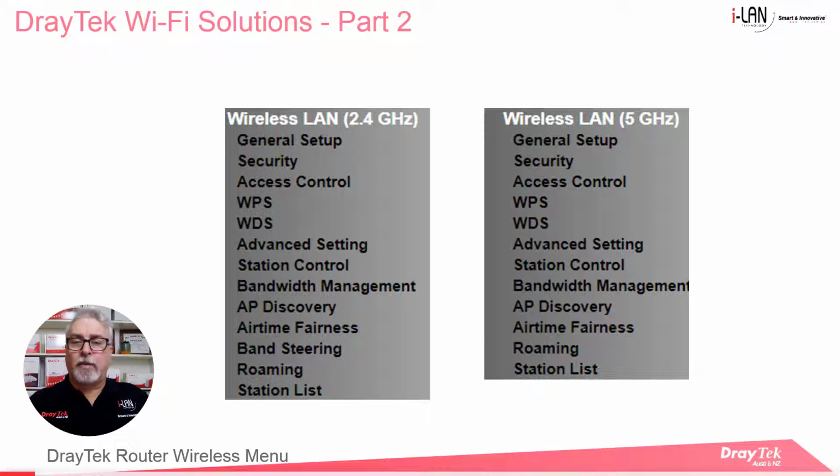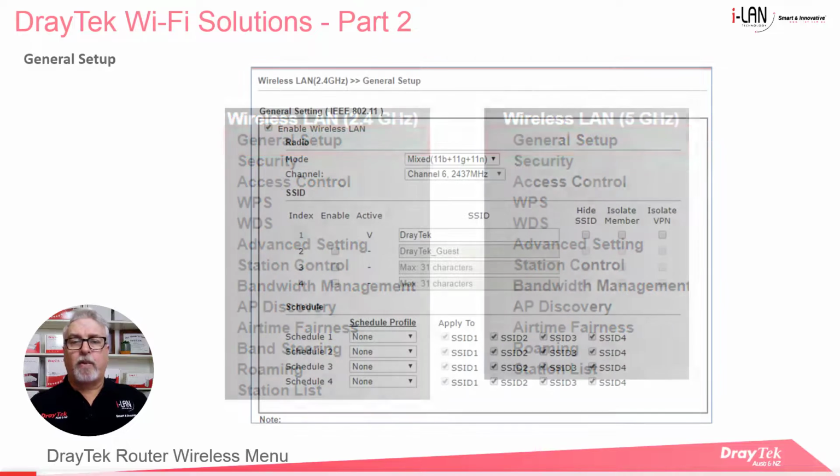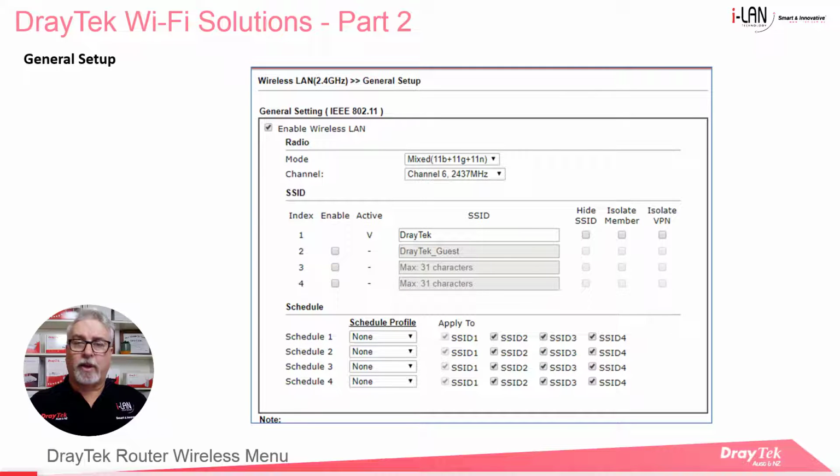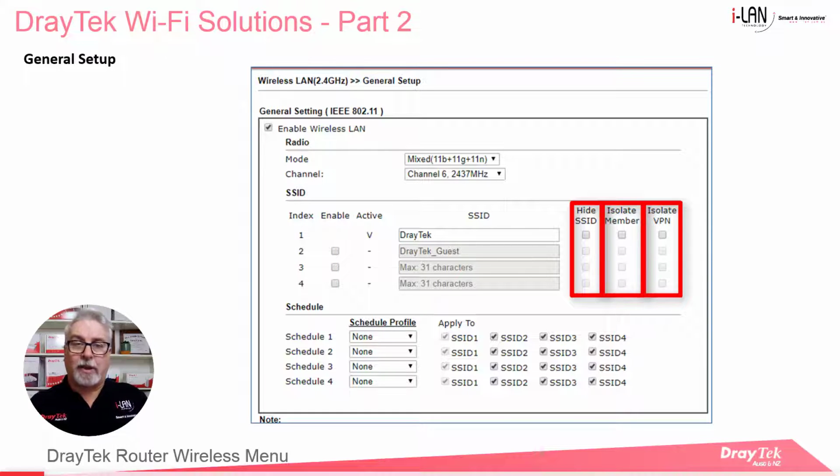Let's have a brief look at them, starting off with general setup. We get similar options for both the 2.4 GHz band and for the 5 GHz band, with just the mode and channel selections being different. 4 SSIDs can be configured. Options for each SSID include hide SSID, isolate member and isolate VPN.